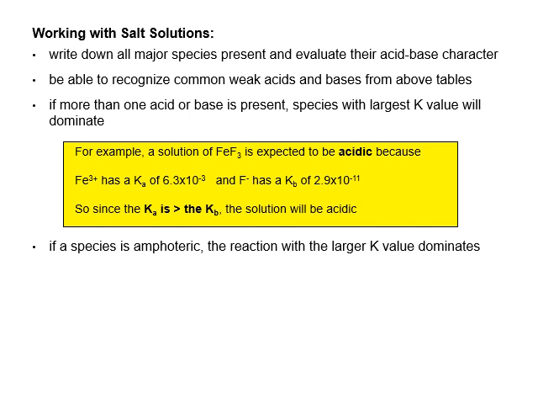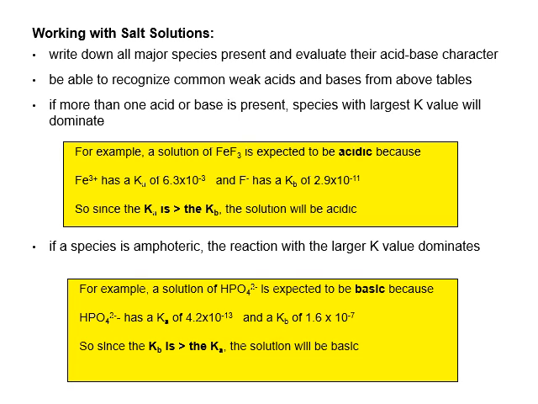It can also happen that a given ion is amphoteric. In other words, it can act as either an acid or a base. What do we do then? If a species is amphoteric, the reaction with the larger K value will dominate.